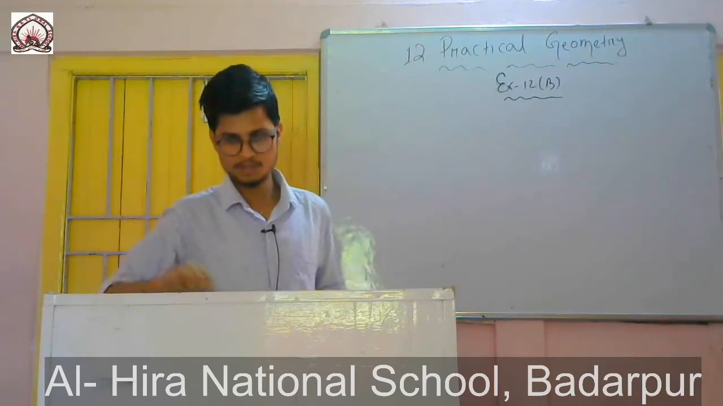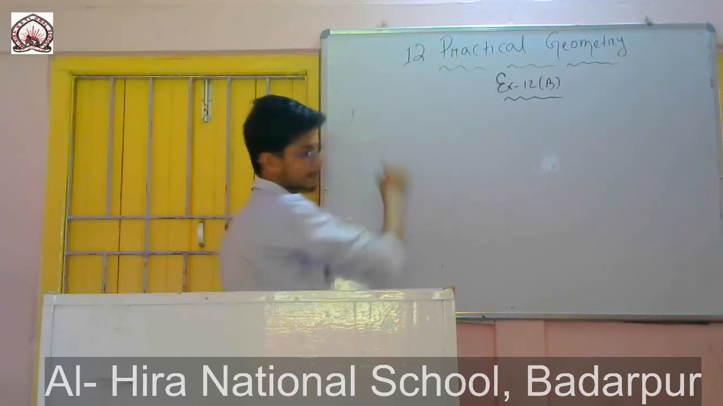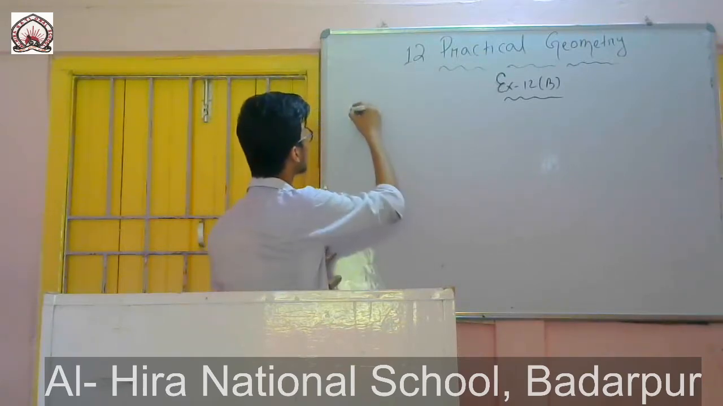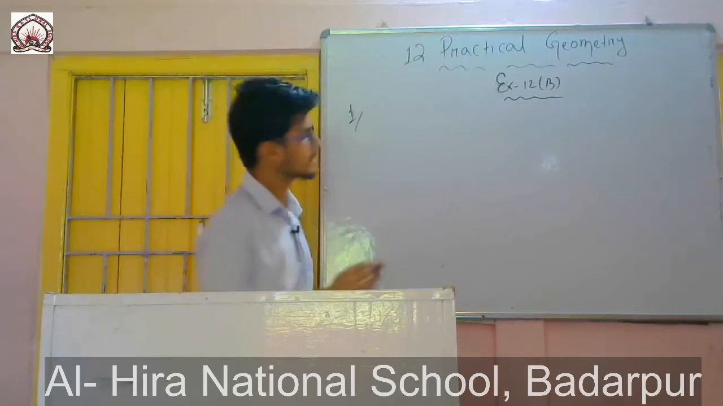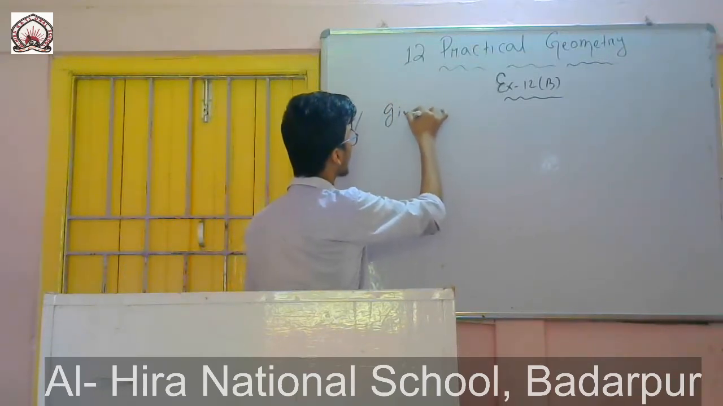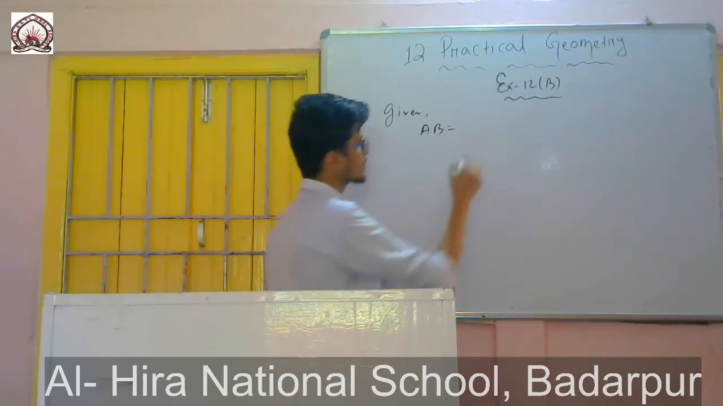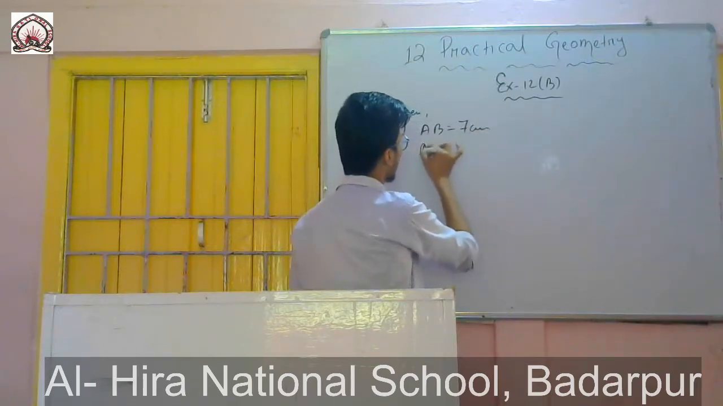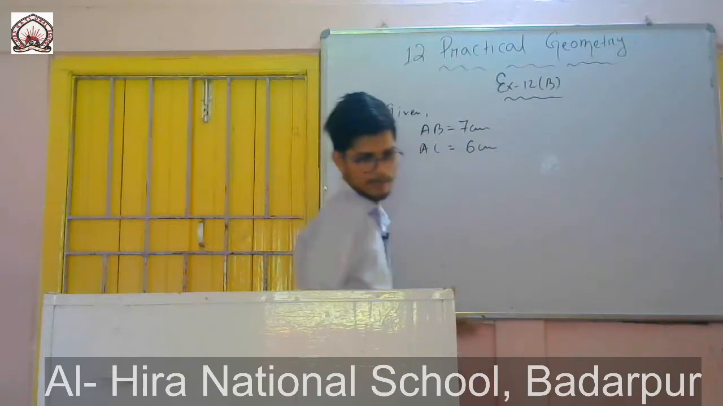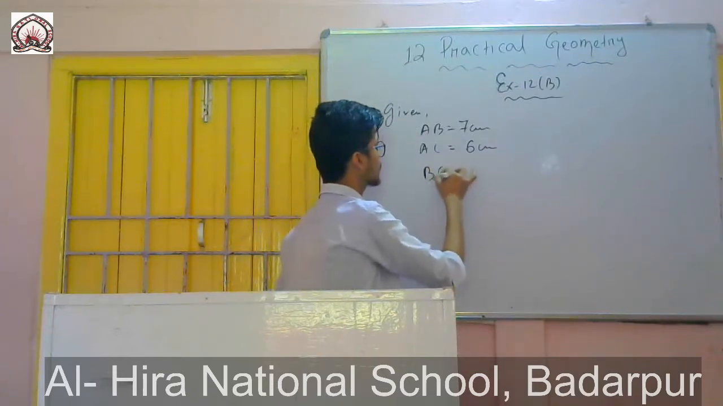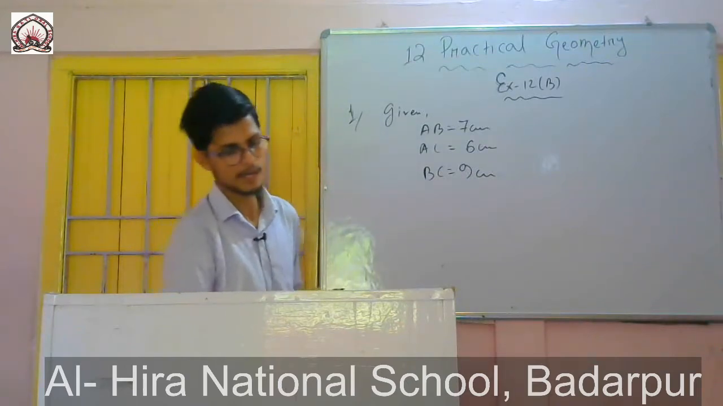So we will do question number 1. Watch very carefully. Question number 1 of exercise 12b. What is given? Write first of all: given AB equals 7 centimeters, AC equals 6 centimeters and BC equals 9 centimeters. 7 centimeters, 6 centimeters and 9 centimeters.